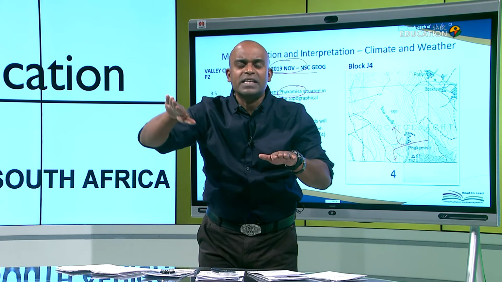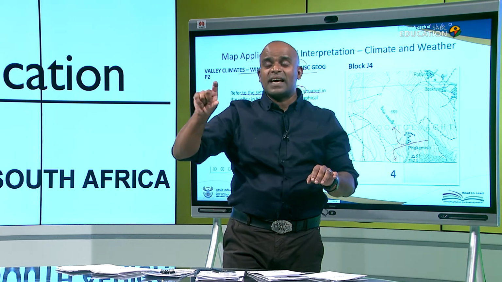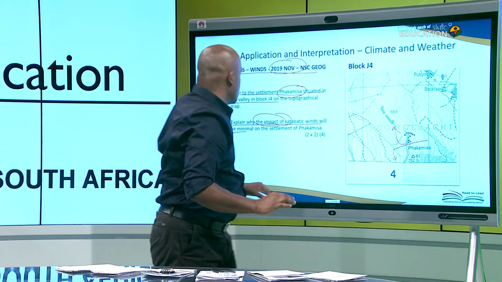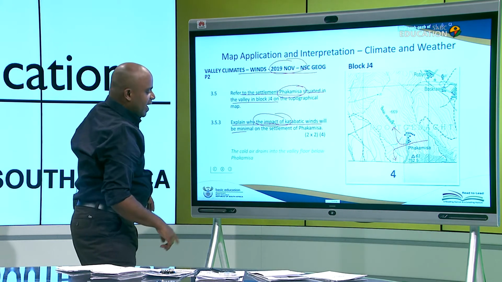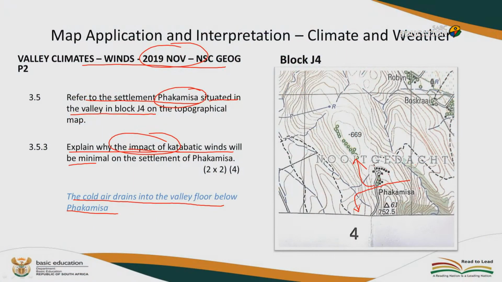Because all these forms of precipitation occur on the valley floor, Pakamisa is located on the mid-slope. So, why is it impacting? The cold air drains the valley floor below Pakamisa. In this particular example, frost forms on the valley floor.